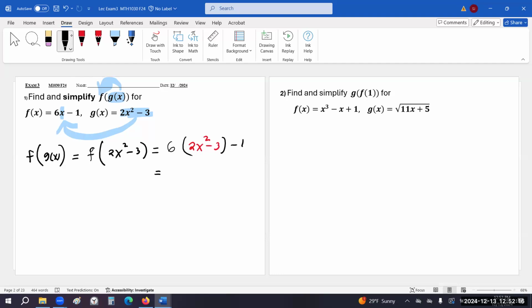Now just to simplify. So 12x squared minus 18 minus 1. And that's it. 12x squared minus 19. In the exam, a couple of you set it equals 0, solve for x. As a result, I took off 1 point. They didn't ask you to solve for anything. They are simply asking you, give them the composite function.